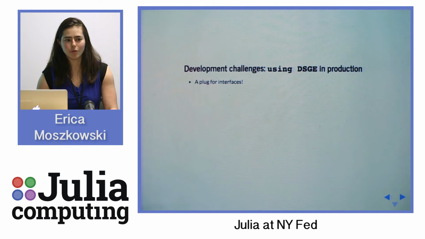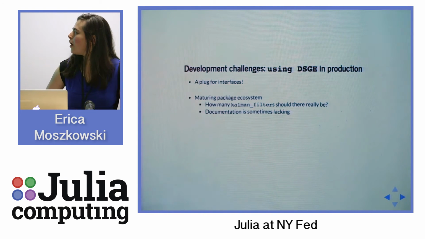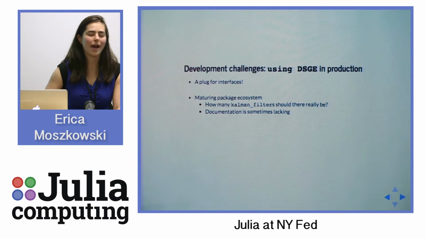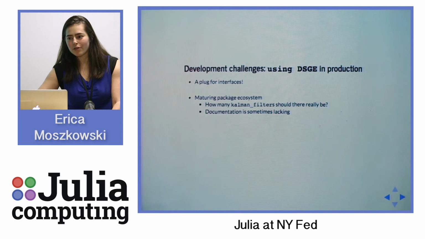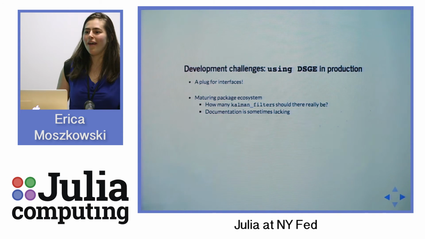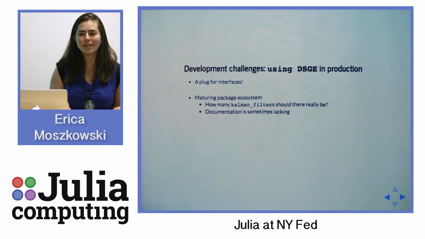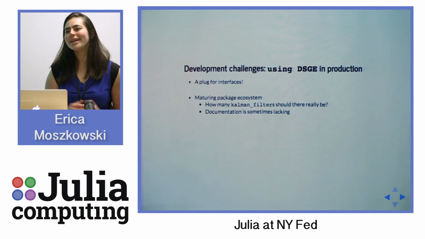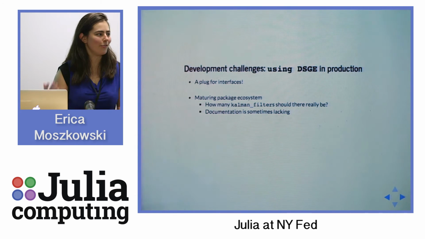So an interface would be really helpful for that. Another big challenge has been the maturing package ecosystem. When we started out and implemented a Kalman filter, we first looked around to see if there were any other Kalman filters out there, and there were probably like 4, but none of them really did what we wanted them to do, so we implemented another one, and now there are 5, and we can see how this might go.